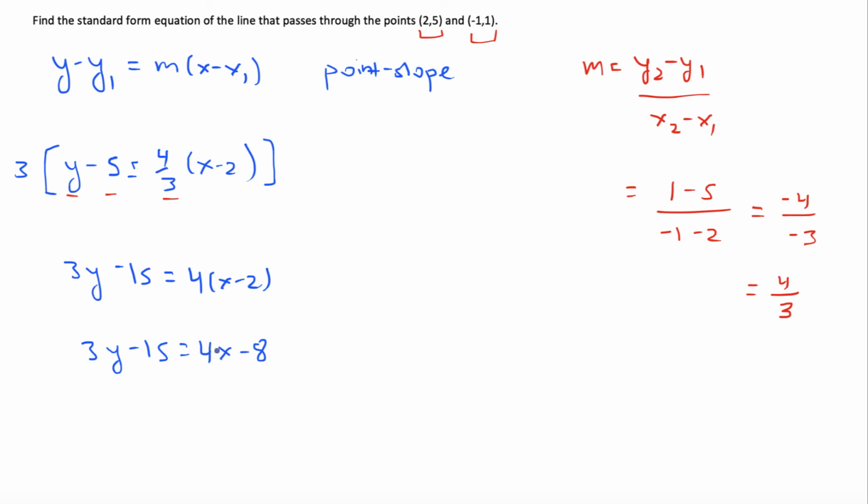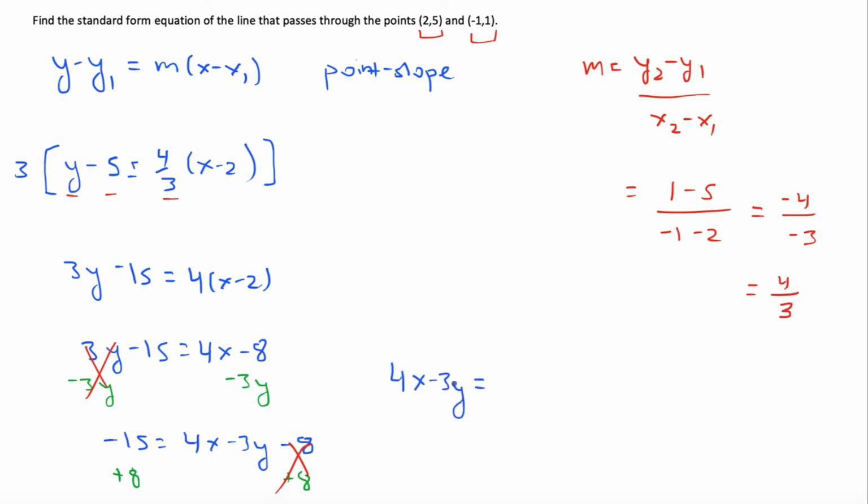Now we actually do want the x term to be positive. So let me subtract the 3y over to the right side here. Those do cancel out. So we get -15 equals 4x minus 3y minus 8. So really I have one last thing to do here. All I have to do now is add the 8 back to both sides. The 8 will cancel out. So then we get our final answer: 4x minus 3y equals -7. This is called the standard form of the equation. Standard form is when the x and y are on the same side.